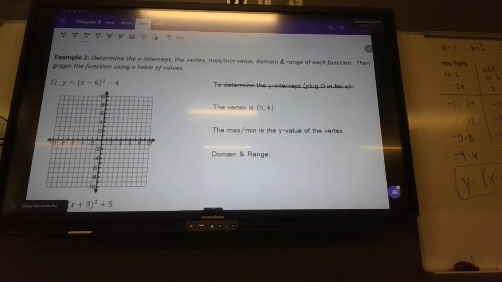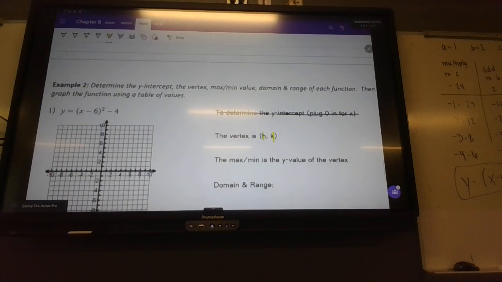Can you determine the vertex? That I'm more interested in. So the vertex is HK. I'm going to write the model at the top if you guys want to as well. It's x minus h squared plus k. So the vertex is the h and the k. So I'm going to highlight it. It's the 6 and the -4. It's weird how the 6 doesn't take the minus and the 4 does.